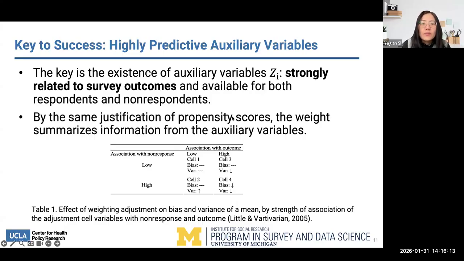So after we have the predicted propensity score, by the same justification of the propensity score, which is essentially a balance score, we can use the weights, so their inverse values, as a summary to represent the information from the auxiliary variables.